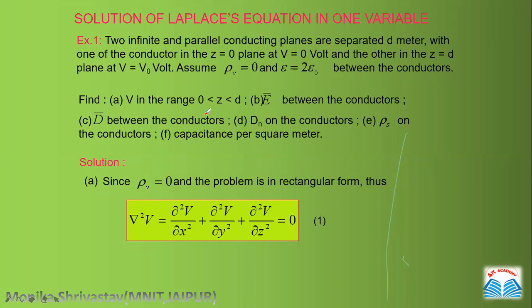What we have to calculate in this example is the potential in the range z greater than 0 and less than d, the electric field between conductors, D between conductors, D_n on the conductors, rho s on the conductors, and capacitance per square meter. So we have to calculate all these things. Any one of these quantities can be asked in your exam.